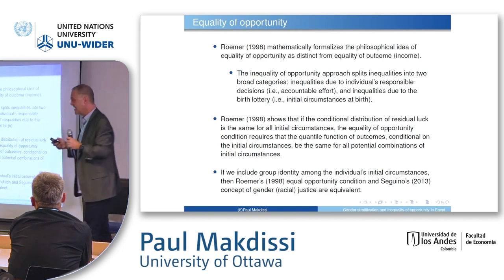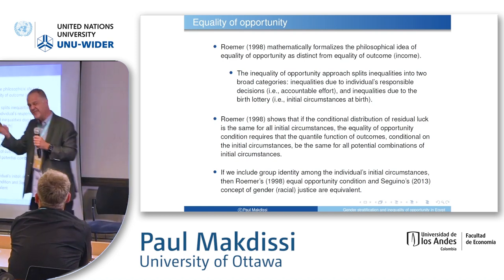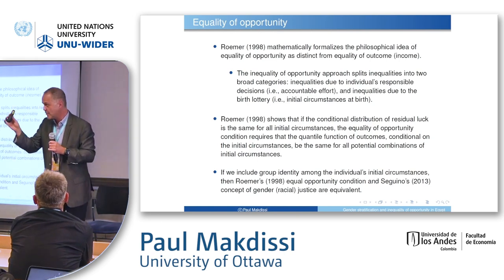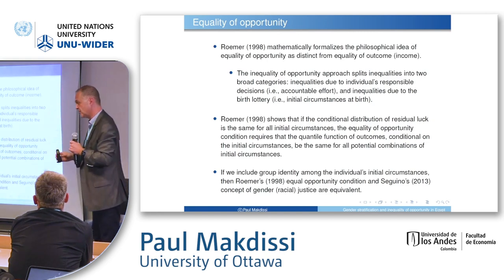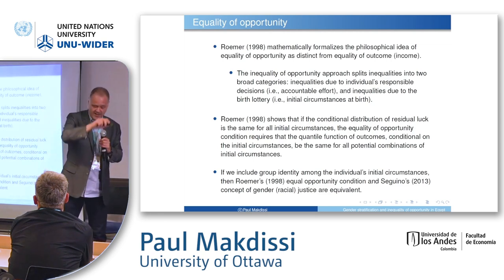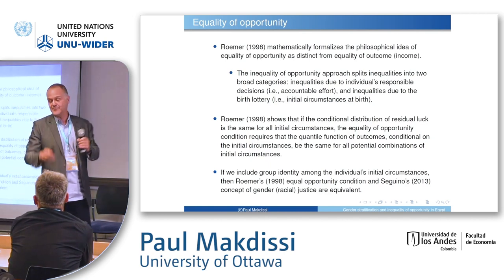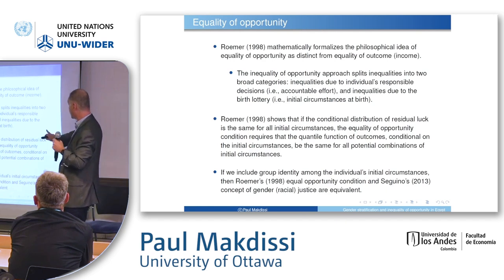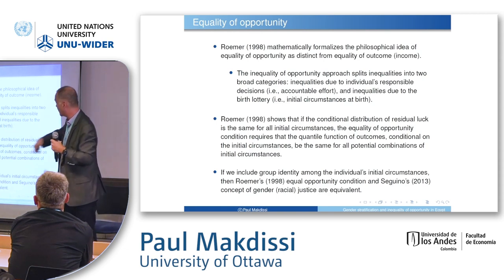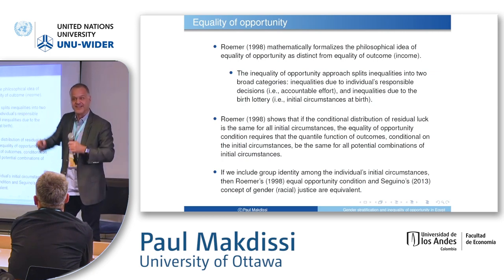Roemer in his paper shows that if the distribution of residual luck is independent of initial circumstances, if it's the same for all initial circumstances, then perfect equality of opportunity, and this is the important part, requires that the conditional quantile function, conditional on circumstances at birth, is the same for any possible circumstance at birth. If we look at this condition and we think about Seguino's condition, if we include identity, gender identity or racial identity, into the Roemer framework, both are the same, essentially.